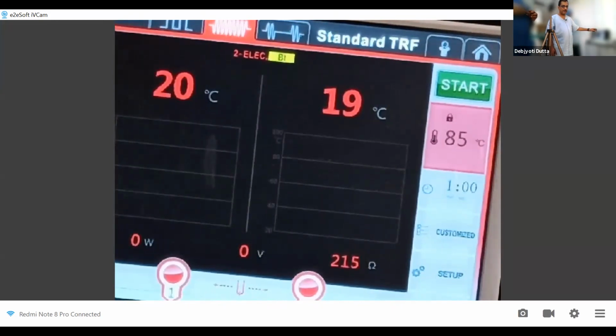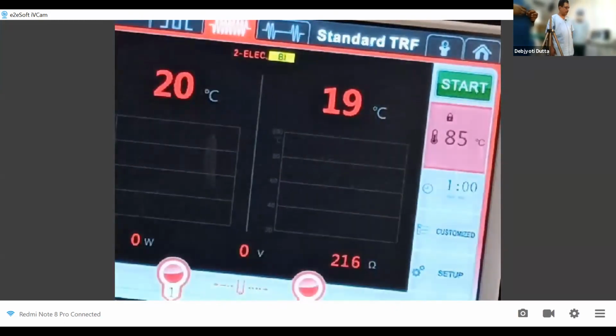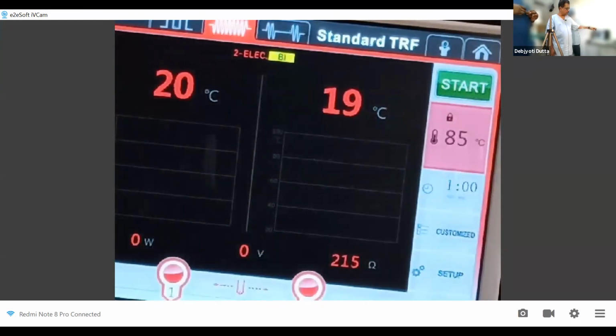Actually, if the body temperature is not so cool, so here the temperature is below 20 degree, that's why the machine is not starting. Okay, so we can start it.